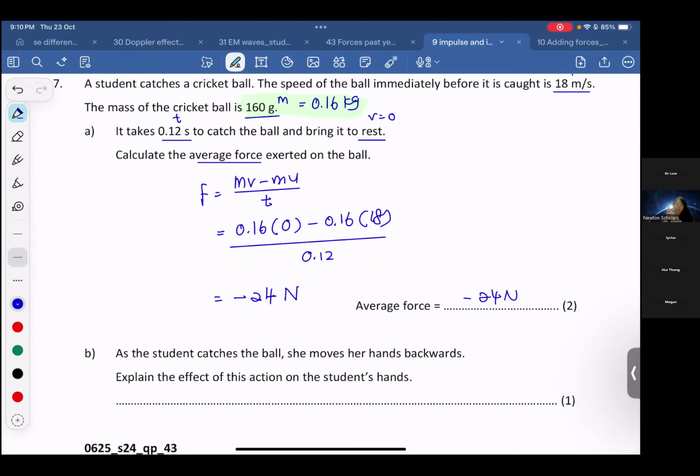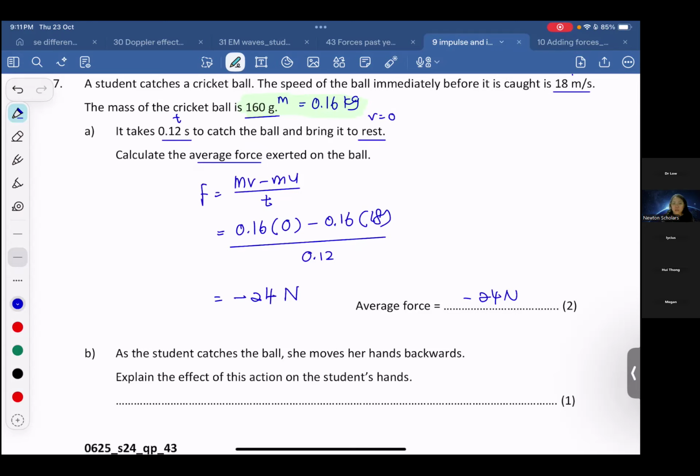Do you want a big force or a small force acting on your hands? Which one? What do you think? Small, Hui Tong says small. Crystal says small. Yes. Then think: if you want a small force acting on you, what are you trying to change when you move your hand backward, so that in the end the force becomes smaller?